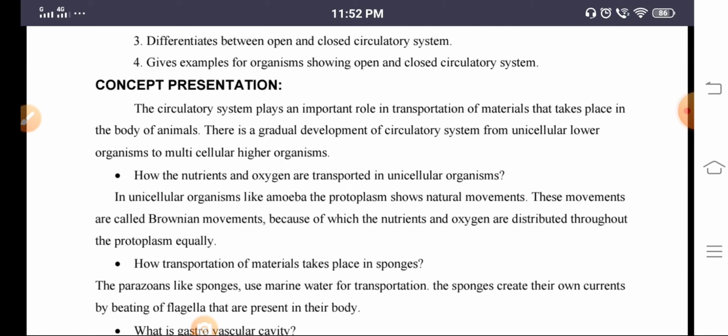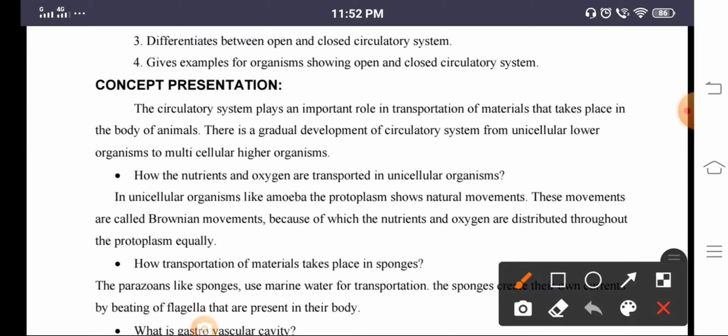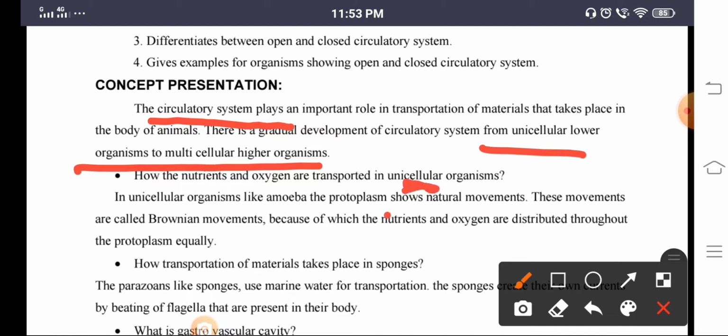As we studied in the transport system of different animals and organisms, the circulatory system plays an important role in the transportation of materials in the body of animals. There is a gradual development of the circulatory system from unicellular organisms to multicellular organisms. In lower organisms like amoeba, euglena and paramecium, the transport system is less developed, whereas in a human being the circulatory system is well developed. The circulatory system is underdeveloped in unicellular, primitive organisms like amoeba, euglena and paramecium, whereas in modern organisms it has evolved very well.